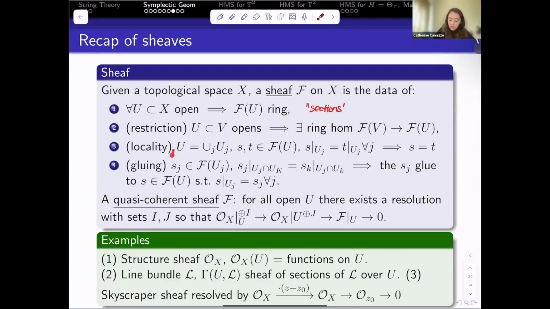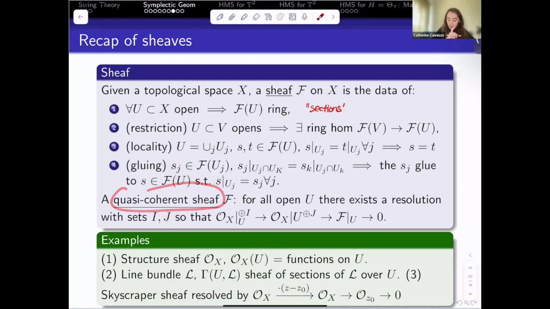If we have a covering of U by open sets Uj, and two sections S and T which are equal everywhere on the covering, then they are actually equal on U. Similarly, we can glue. If we have a collection of sections Sj on the Uj, and they are equal to each other on overlaps, say Uj and Uk, then they glue to a global section, which restricts on each Uj to the original Sj.